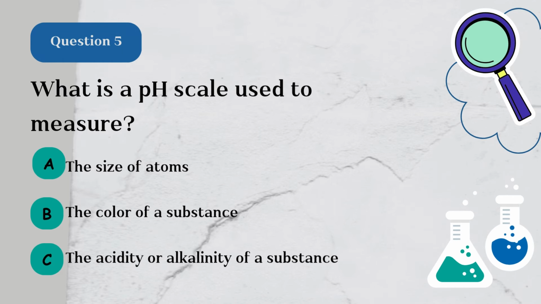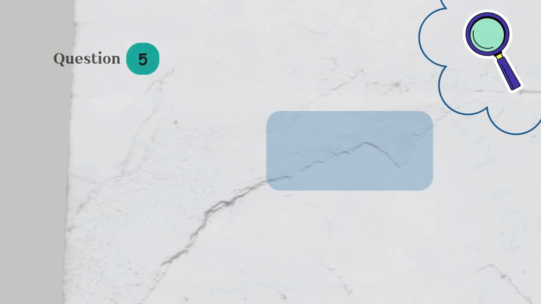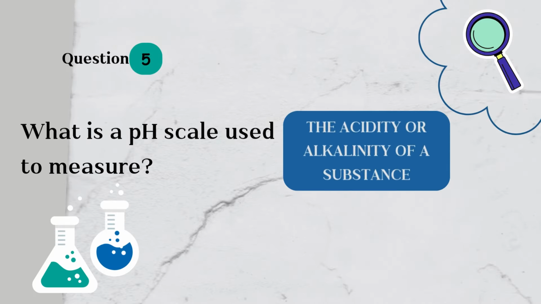Question 5. What is a pH scale used to measure? A. The size of atoms. B. The color of a substance. C. The acidity or alkalinity of a substance. Correct answer, C. The acidity or alkalinity of a substance.